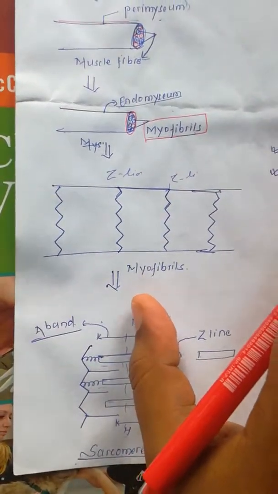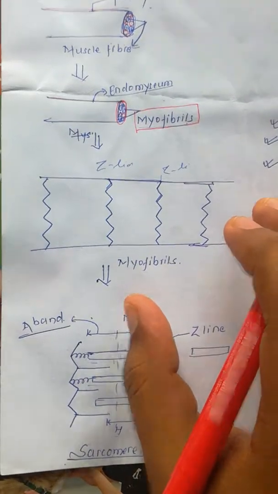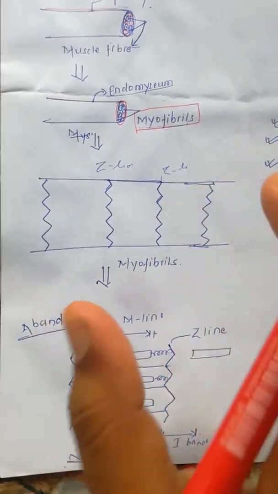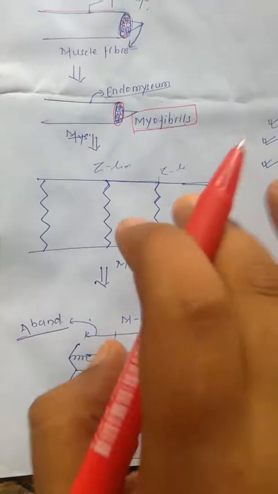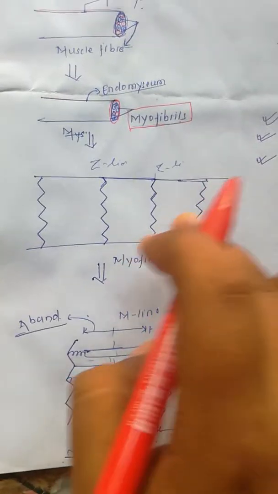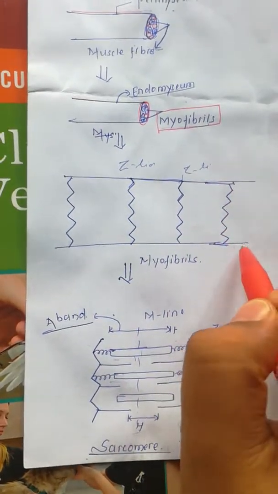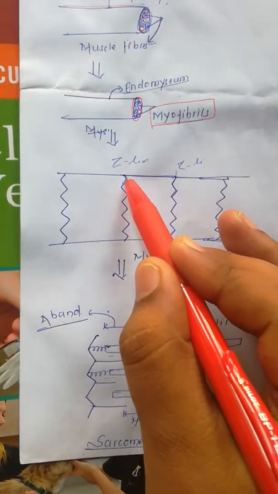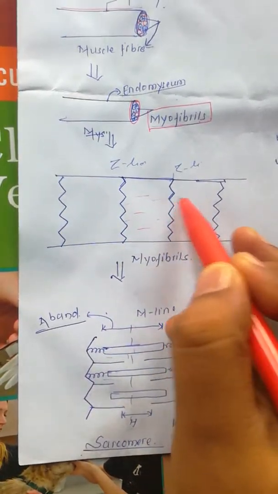A single myofibril consists of thick filament and thin filament, and the thick filaments are dark, and this thin filament arrangement makes the skeletal muscle striated, so they are also known as striated muscle. Yes, suppose let us consider this is the myofibril. Here in the myofibril, actin and myosin filaments are arranged.